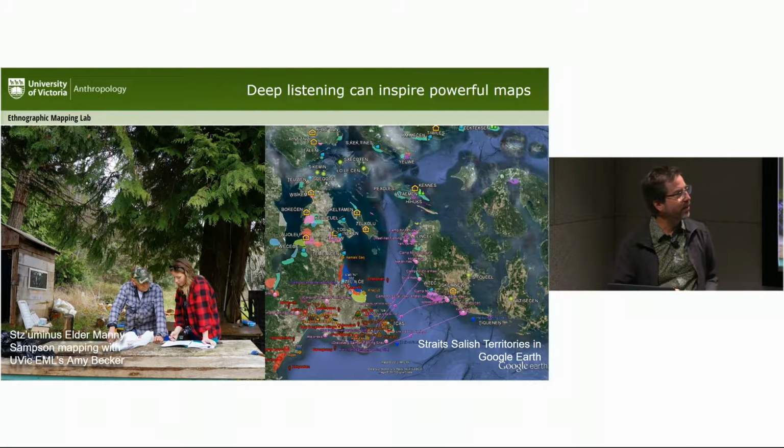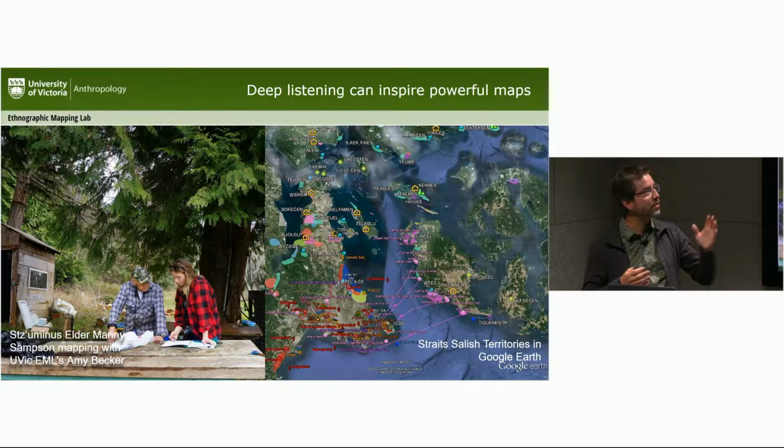So you can see here a nice example of a typical map that might come out of a project in Google Earth, where we're documenting relationships to the land, fishing sites, village sites, historic sites, sacred sites, and so on, and representing those.